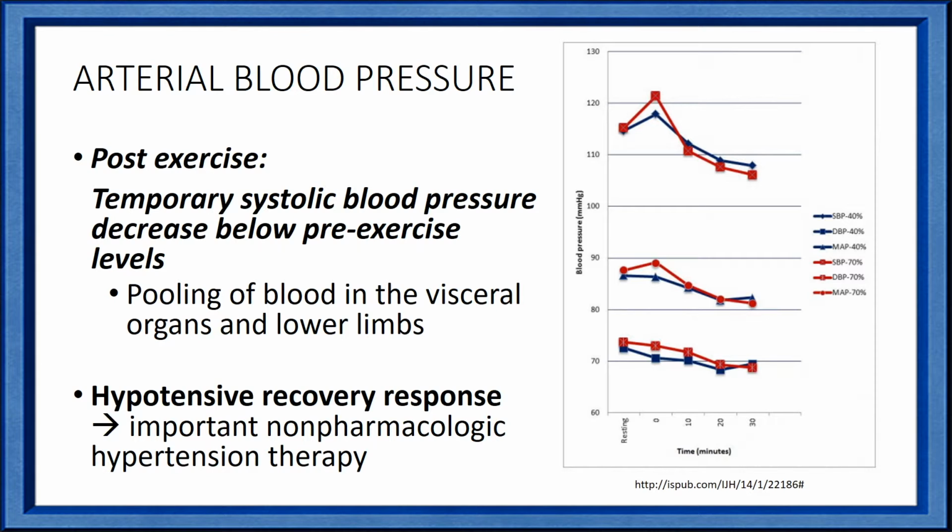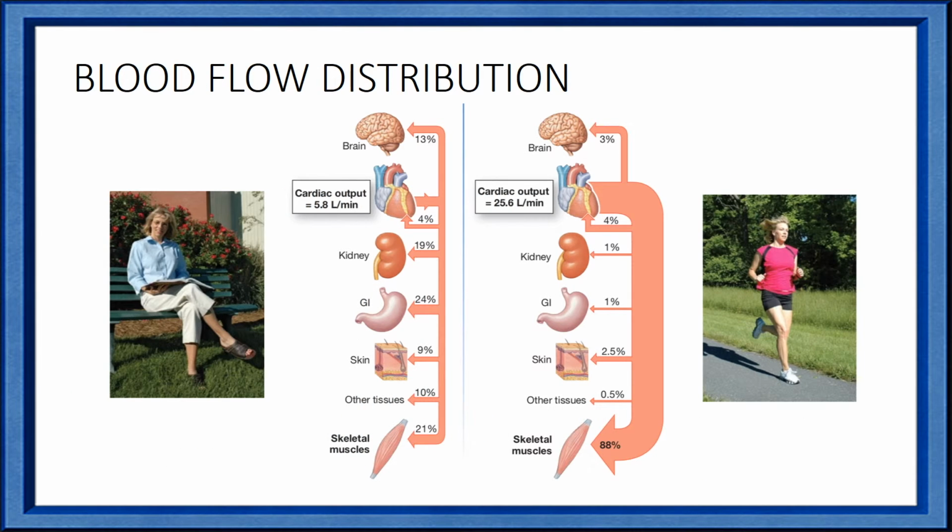Pooling of blood in the visceral organs and lower limbs during recovery reduces central blood volume. Hypotensive recovery response further supports exercise as an important non-pharmacologic hypertension therapy. Blood flow distribution. As mentioned before, there is a redistribution of cardiac output towards different organs. Most of cardiac output is delivered to the exercising muscles.